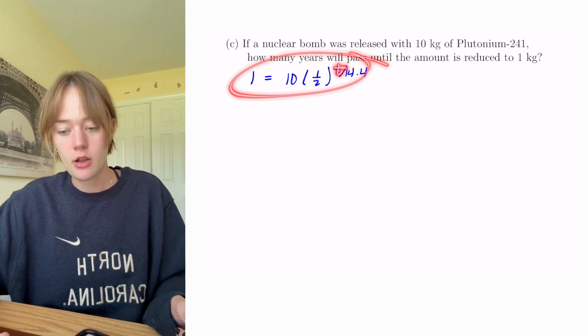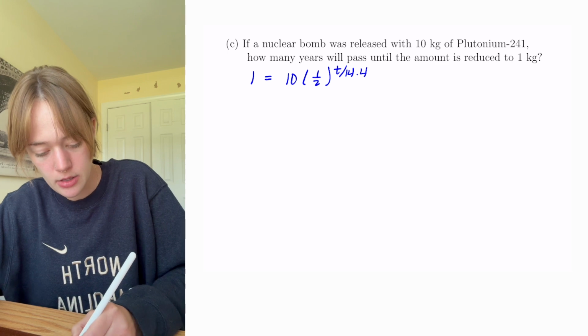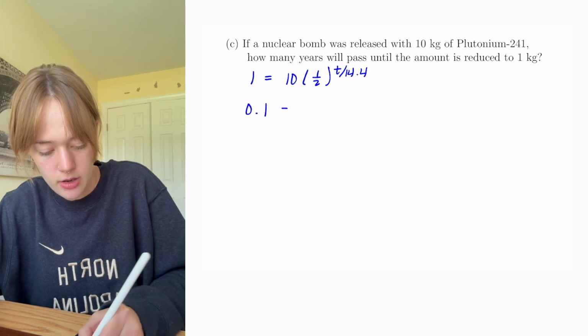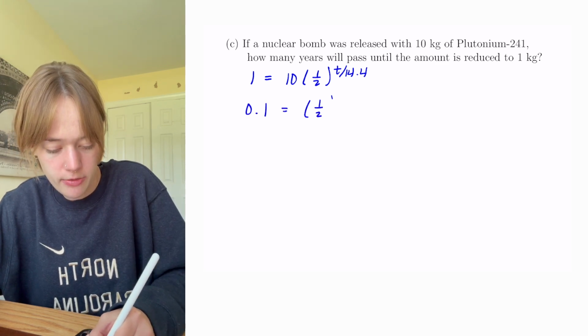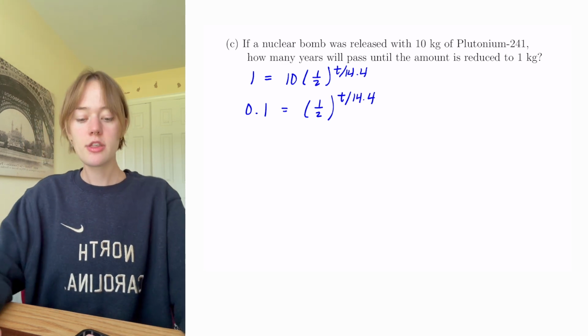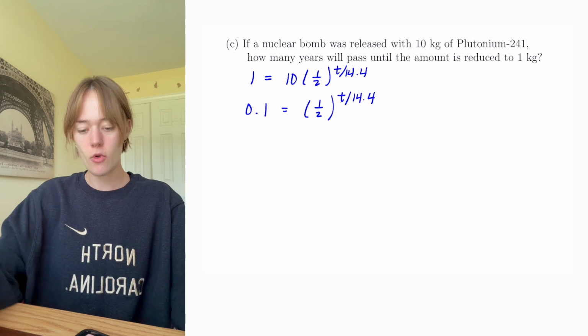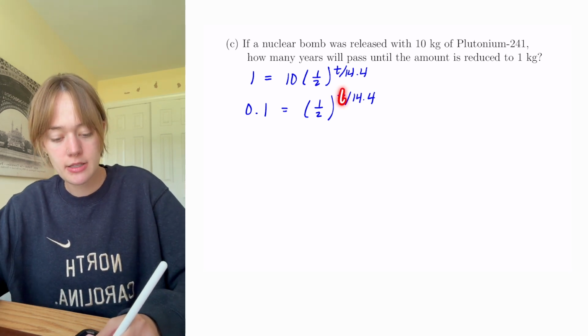for T. Right, so according to our algebraic rules, why don't we divide by 10 on both sides? So that's going to give me 0.1 is equal to 1/2 to the T over 14.4. This is where things get kind of sketchy, right? Because there's no amount of adding, subtracting, dividing, or multiplying that I can do to get the T by itself.